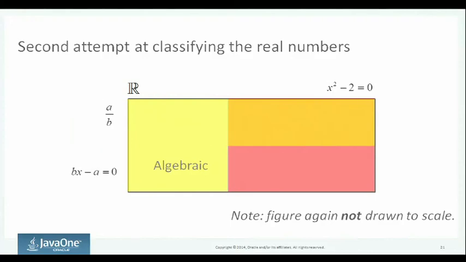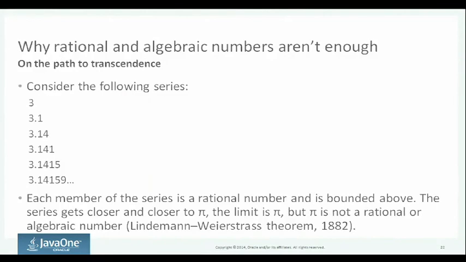Now, luckily, all the rational numbers are algebraic. The reason is the rational numbers are a over b, and a over b is the solution of this simple polynomial, bx minus a equals 0. All right, so we've classified all the rational numbers and at least some of the irrationals like radical 2. But have we got everything? Well, let's take a look.